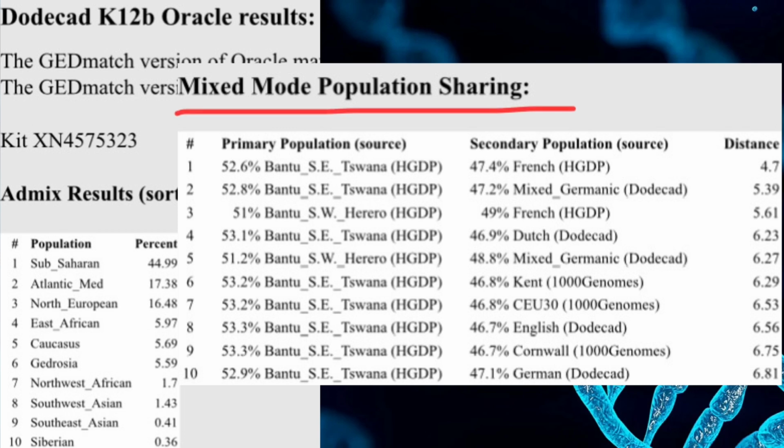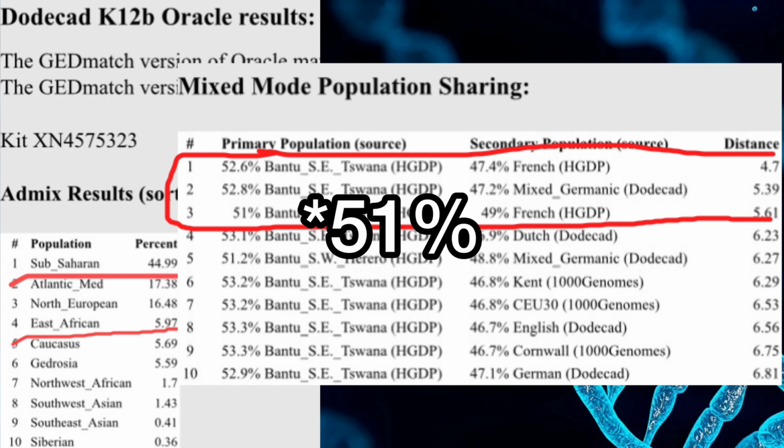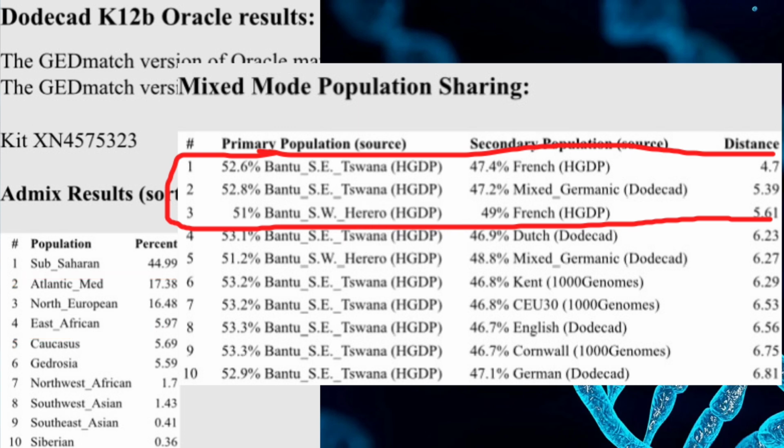If you look at the mixed mode population sharing, it says that I most closely resemble someone who is 52.6% Bantu, which is African, like Black African, and 47.4% French, and the distance is 4.7. And if I'm not mistaken, that might be the closest distance I've had of any of these matchings. Also, if we take a quick look at the admixture results, we get 44.99% Sub-Saharan African and 5.97% East African. You put that together, you get 50% Black African, which lines up with my normal range.